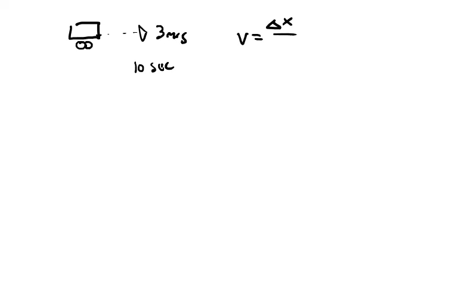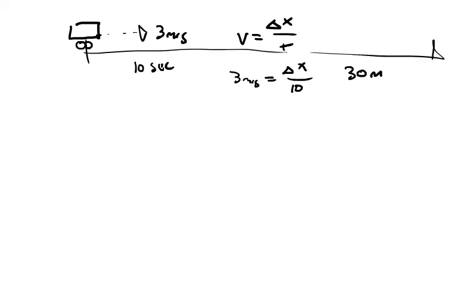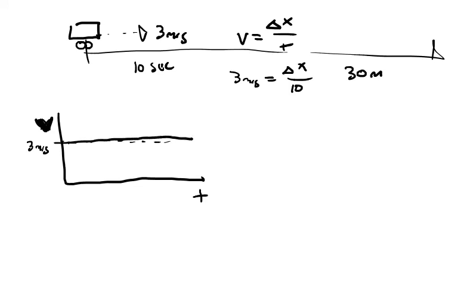So when we looked way back at motion graphs, let's say we had a car that's going at 3 meters per second, and let's say it goes for 10 seconds. Velocity equals displacement over time, and we have 3 meters per second and go for 10 seconds. So let's say the car is going to go 30 meters. So if we look at this graphically, not position time, velocity time. Let's say it's going 3 meters per second, and it's going for 10 seconds. So that's what the graph would look like across here.